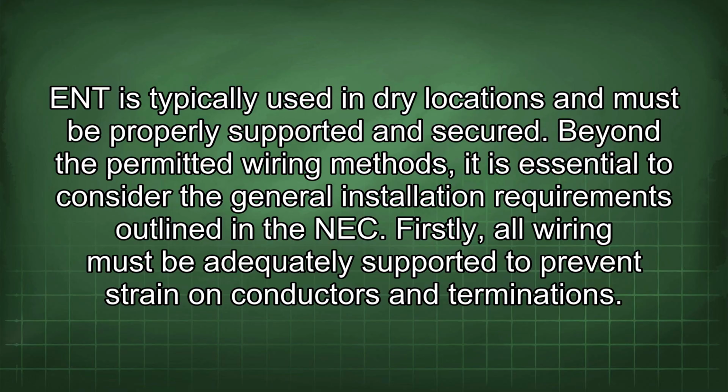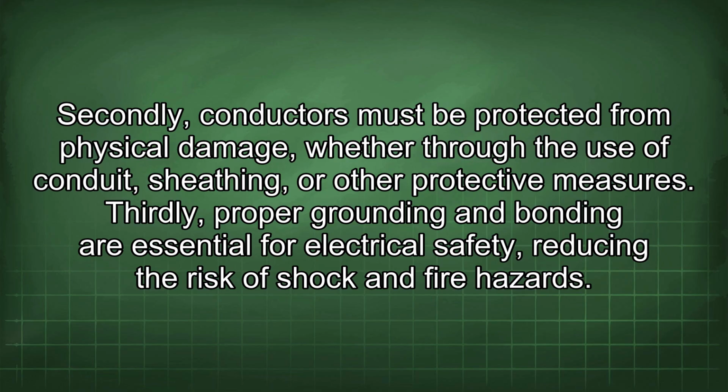Beyond the permitted wiring methods, it is essential to consider the general installation requirements outlined in the NEC. Firstly, all wiring must be adequately supported to prevent strain on conductors and terminations. Secondly, conductors must be protected from physical damage, whether through the use of conduit, sheathing, or other protective measures. Thirdly, proper grounding and bonding are essential for electrical safety, reducing the risk of shock and fire hazards.